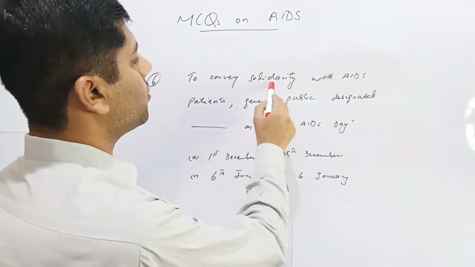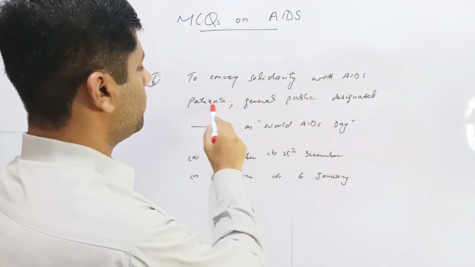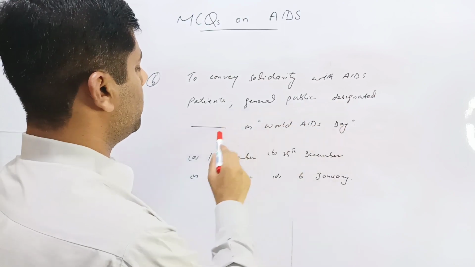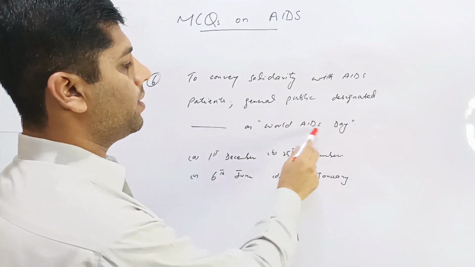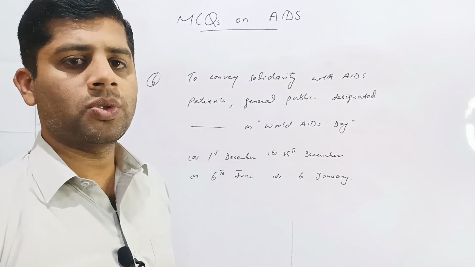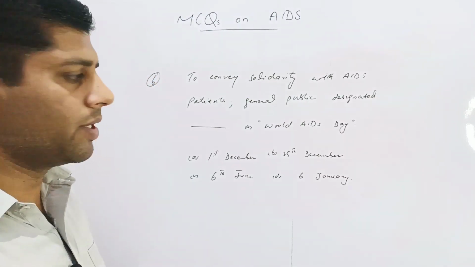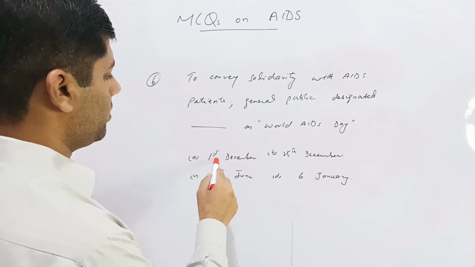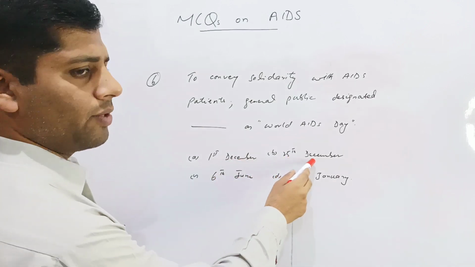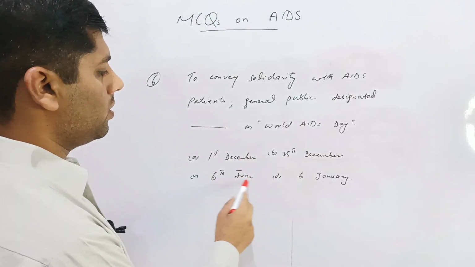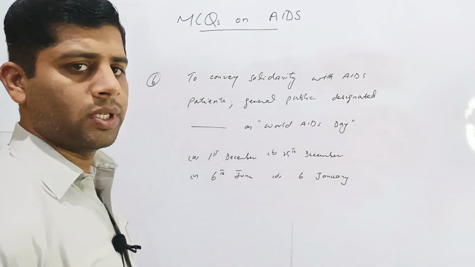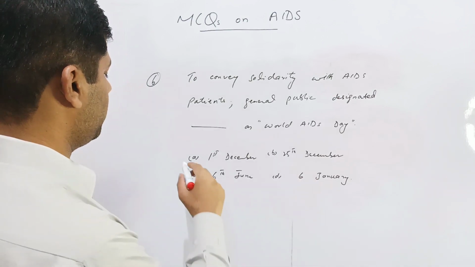To convey solidarity with the AIDS patients, the general public designated dash as World AIDS Day. So this question belongs to general knowledge: World AIDS Day is celebrated on. Given options are 1st December, 25th December, 6th June, and 6th January. So the correct option is 1st December.